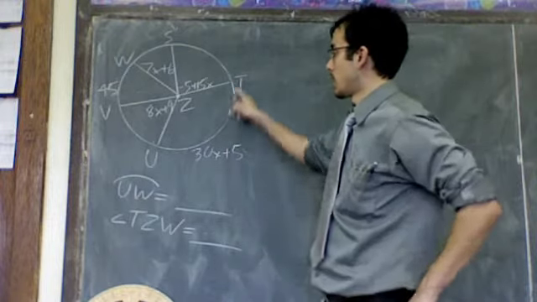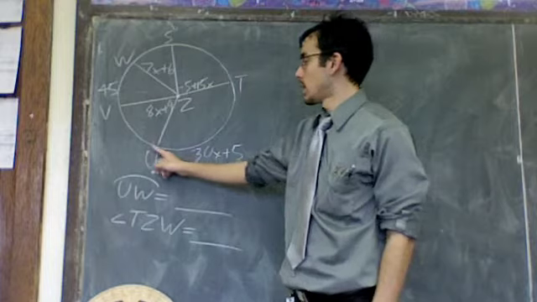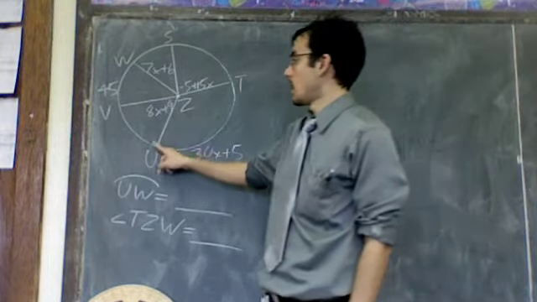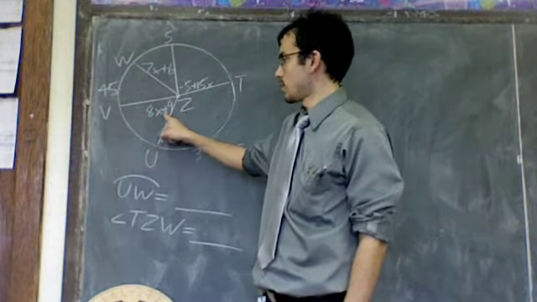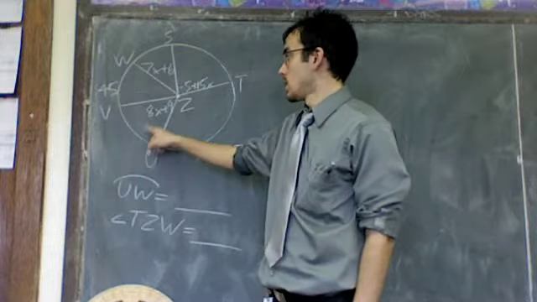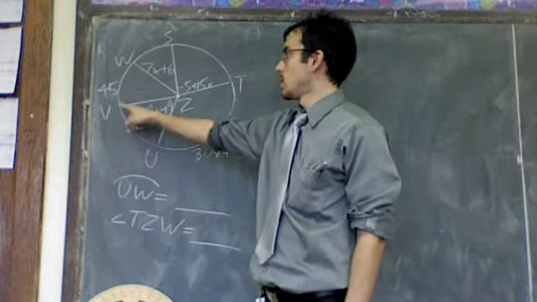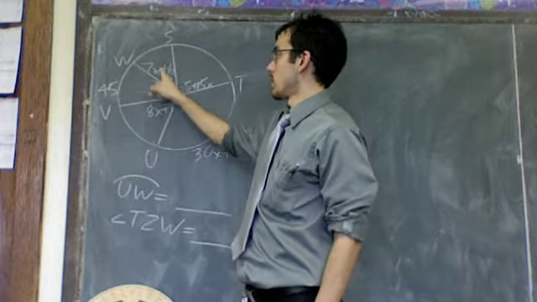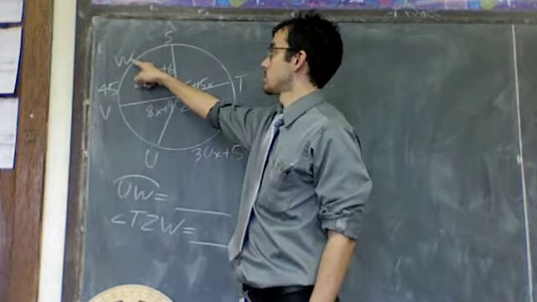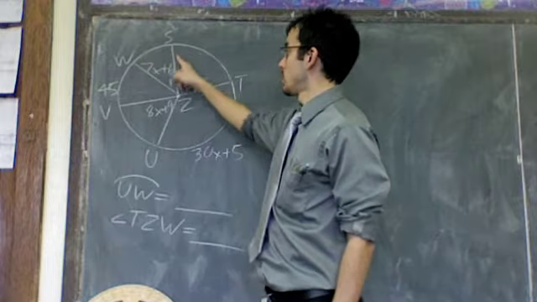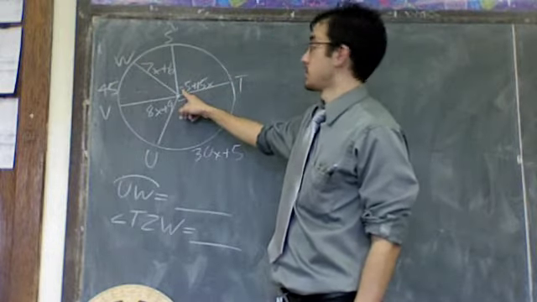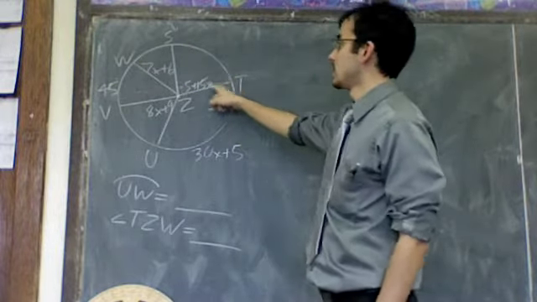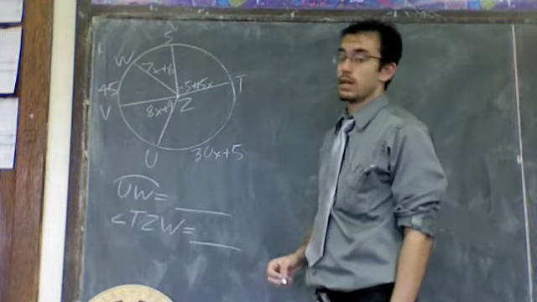So I know that arc TU has a measurement of 30x plus 5. I know that UV, although there's nothing here, I've got the central angle, which is the same. This is 8x plus 9. From V to W is 45. S to W, again, the central angle is 7x plus 6. And the central angle for arc ST is negative 5 plus 15x.